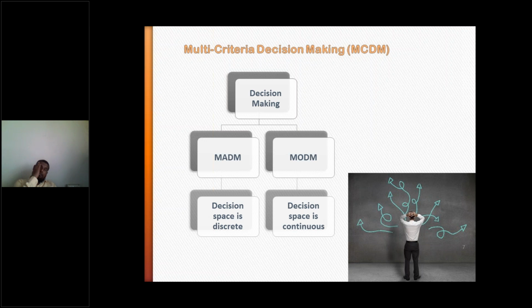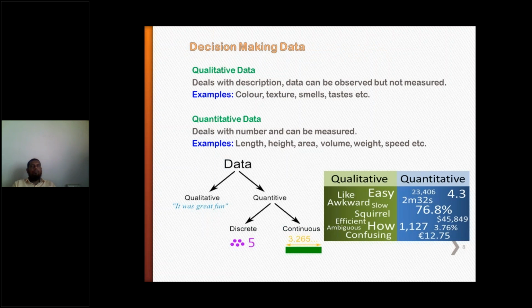So if the decision set is continuous, we can have an infinite number of available candidates, and out of these you have to select the best, the most appropriate alternative. So this is the difference between multi-attribute decision making and multi-objective decision making. Now comes decision making data. In order to execute the task of decision making, we have to deal with some data.